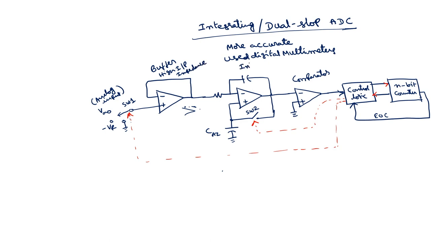This will be integrator. Then this is comparator, there is control logic, counter, this is basically ripple counter. So the count will be 2 raised to the power of n because it is an n bit counter. So the operation is initially, before the start pulse is applied, we have the start here.